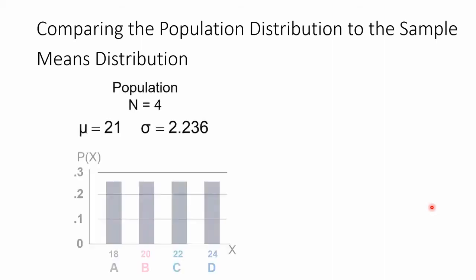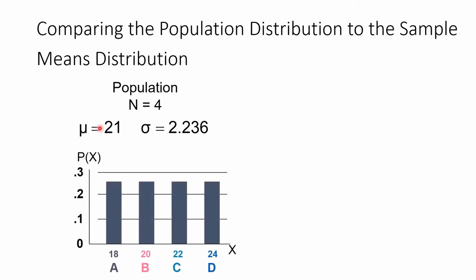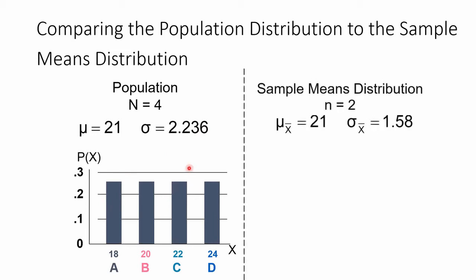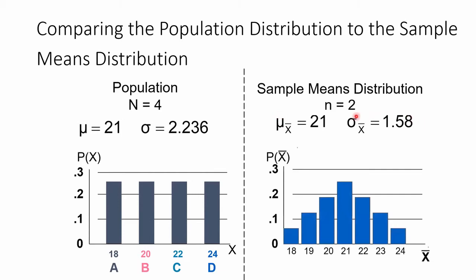Right, so comparing the population distribution to the sample means distribution. In the population you had 4 values and your average was 21, your population mean, and your population standard deviation was 2.236, and your distribution looked something like this. But in the case of your sample means distribution with sample size 2, your distribution was very different, right? But something to note here: your population mean and the mean of the sample means were the same. So this is an important observation.